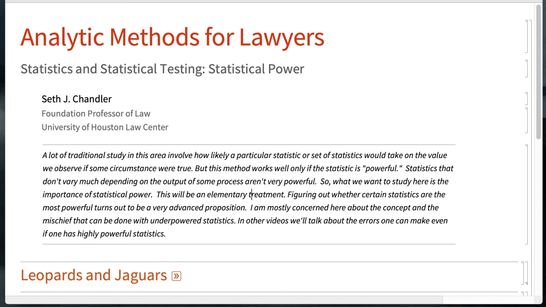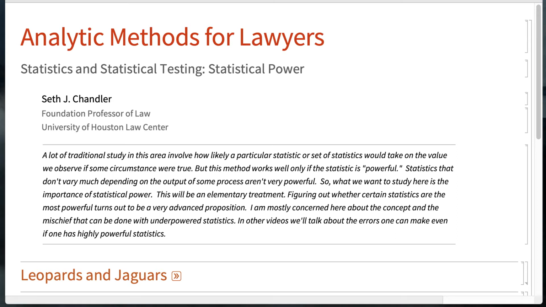This lecture is on statistics and statistical testing, as well as the concept of statistical power. A lot of the traditional study in this area involves how likely a particular statistic or a set of statistics we see would take on the value they do if some circumstances were true. But this method works well only if the statistic is powerful. Statistics that don't vary much depending on the output of some process really aren't very powerful. And so what we want to do here is to probe the importance of statistical power.